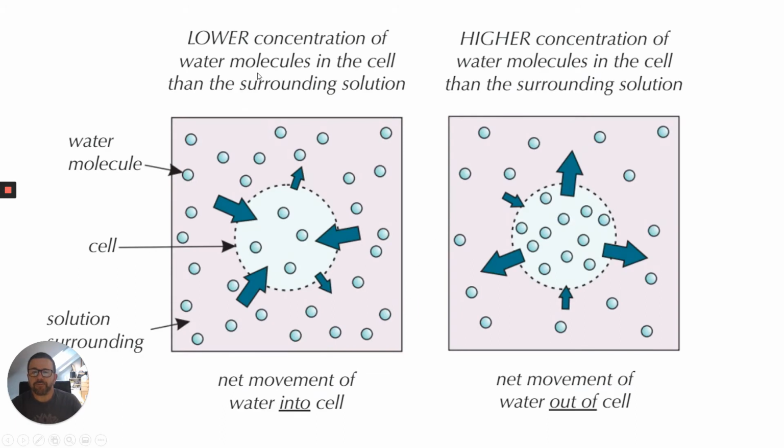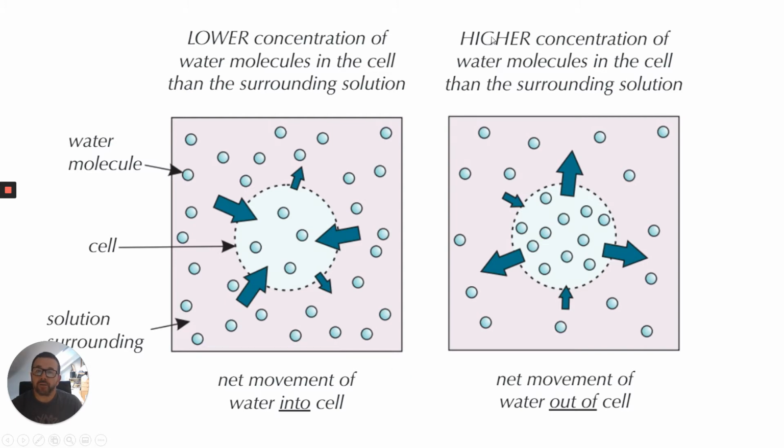So if there's a lower concentration of water molecules in the cell, in other words, it's concentrated, then there'll be more water molecules on the outside of the cell, making it more dilute, and therefore there's a net movement of water into the cell.